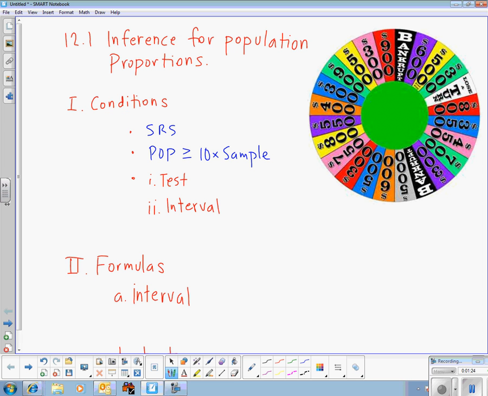In real life, you want to ask as many people as possible, and if you really wanted to know something about all the students at your school, you would ask as many of those students as you could.